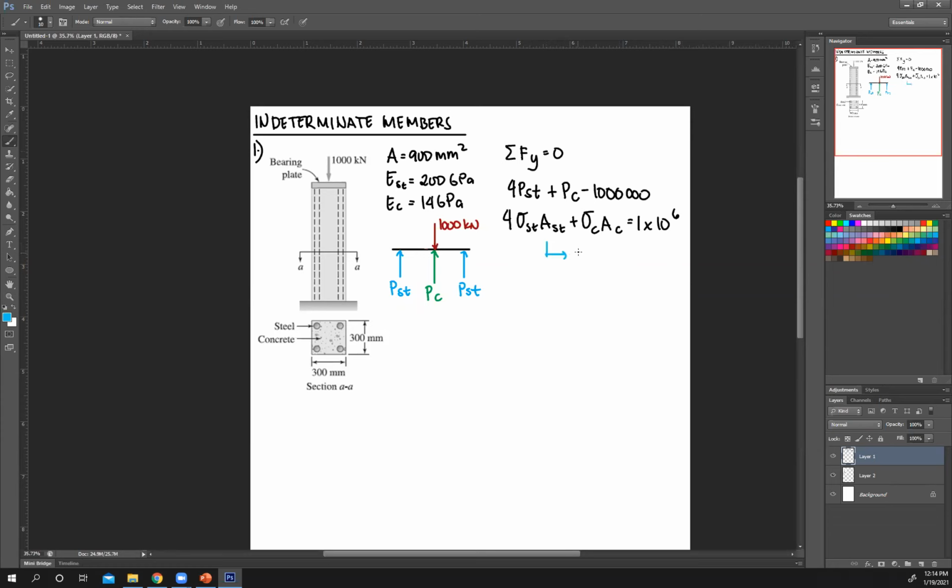And as you can see, we have two unknowns, stress in steel and stress in concrete. We only have one equation. So the other equation will come from your deformation. Okay, so let's imagine this. Right, you have this force here. It's gonna compress this system. So let's say this is your original system, right?